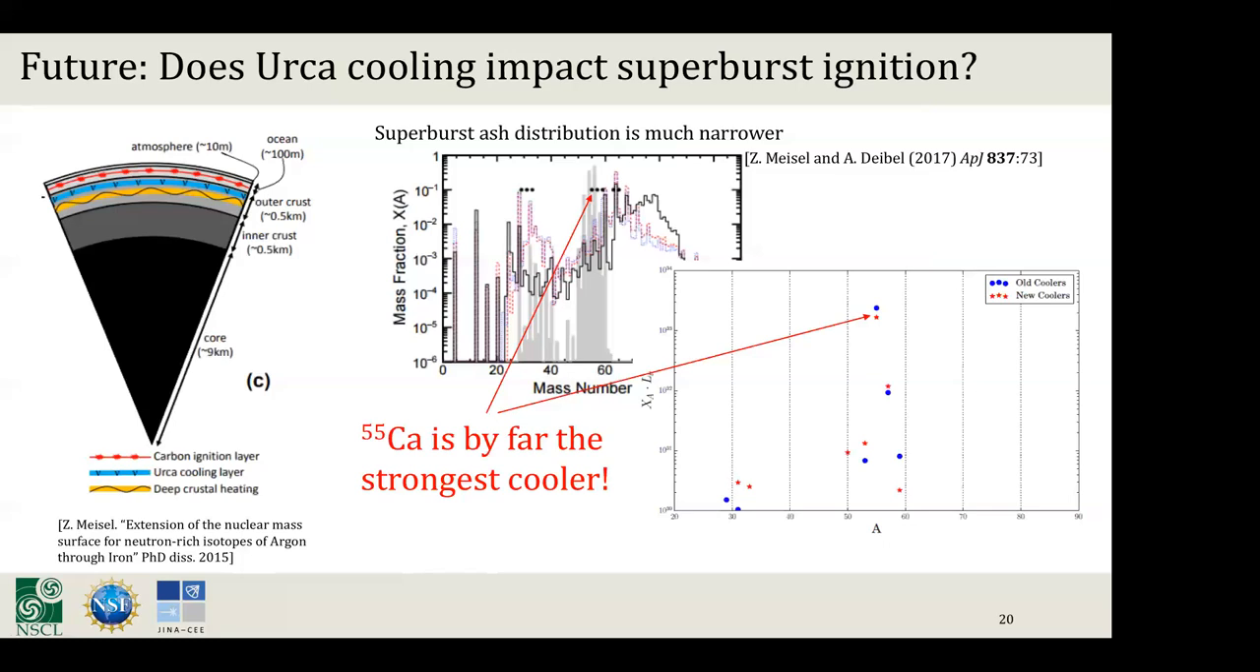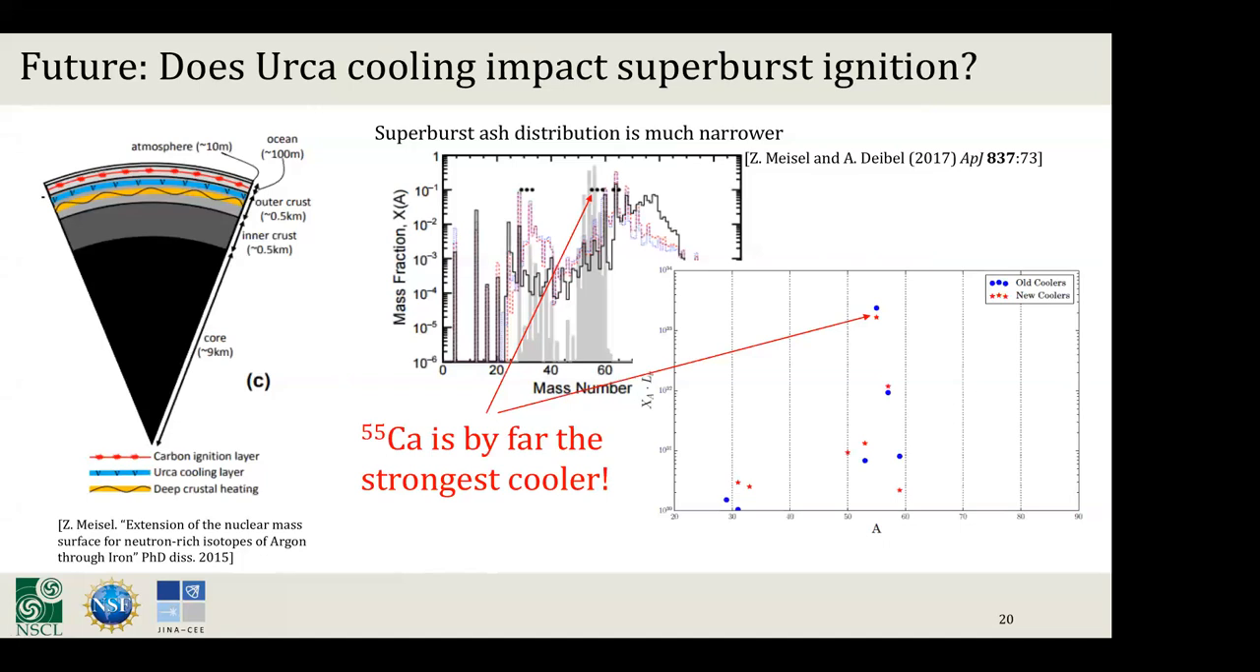So in the future, one of the big things that's come up is not only about Urca cooling in X-ray burst ashes, but also Urca cooling in superbursting systems as well. So Zach Meisel and Alex Deibel have found that in superburst ashes, calcium-55 is far and away the strongest cooler.